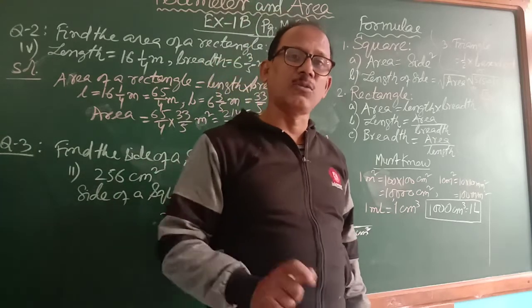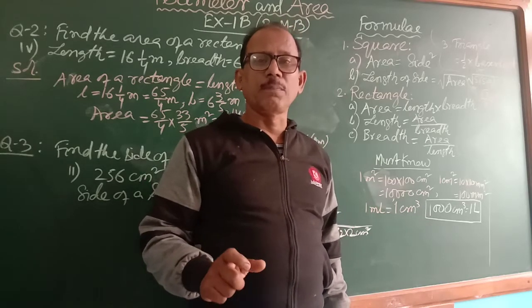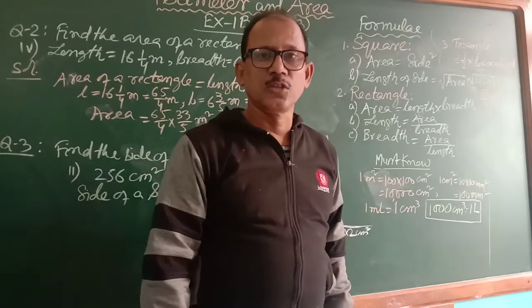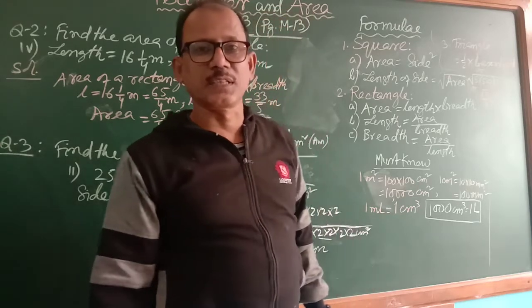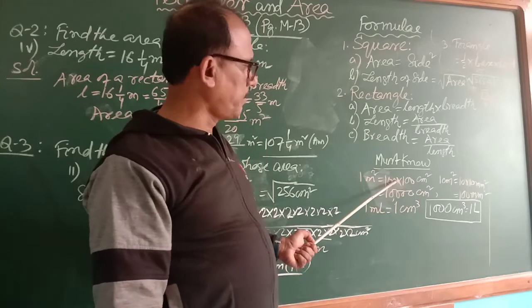100 into 100 into 100, because in 1 meter cube there are 3 units of meter: 1 meter into 1 meter into 1 meter. So if you convert all the 3 meters into centimeter, there will be 100 into 100 into 100. That is the same thing here. You must remember all these things.